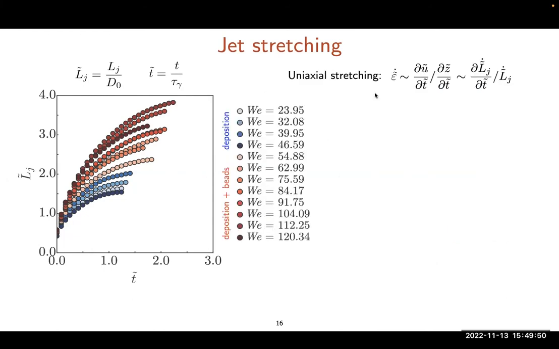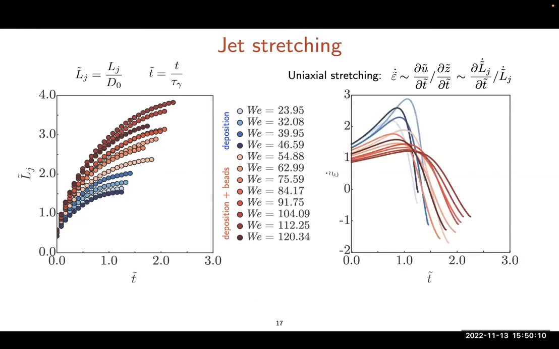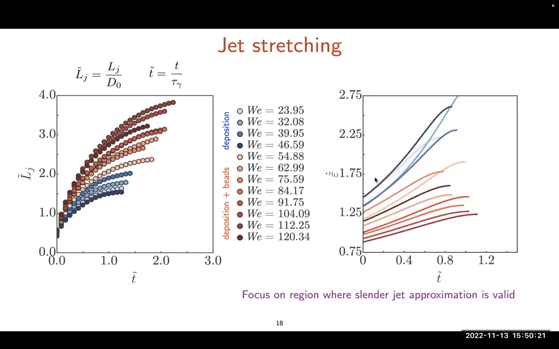We're going to look at uniaxial stretching of the jet. And for uniaxial stretching, the strain rate is given as epsilon dot, given in this form, where what we do is essentially we take the scale of U to be LJ dot and scale of Z to be LJ. And this is how a typical measurement looks like. And these are all our data points. And we're going to focus on the region where the slender jet approximation is valid. So that would be the cases before all the curves have the sharp decrease. So this is how the curves look like.